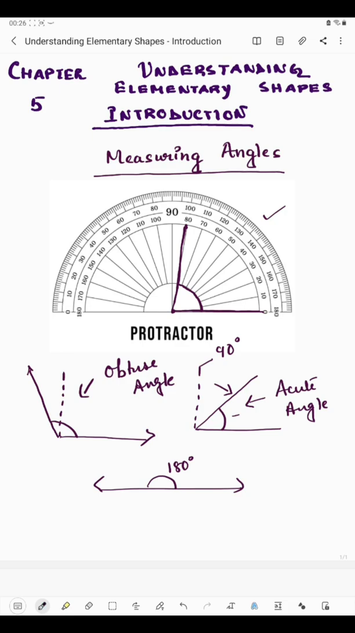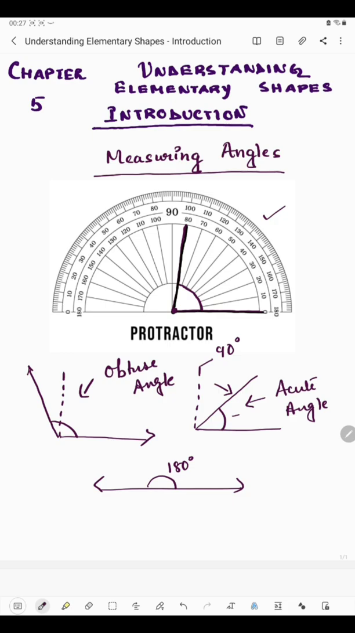Now the first step to measure the angle is you will have to place the protractor. This is the center of the protractor and you will have to place it on the vertex of the angle. See, this is the angle given, and this is the vertex of the angle and this is the center of the protractor, okay? So always place the center of the protractor on the vertex of the angle. So this is the first step, okay?